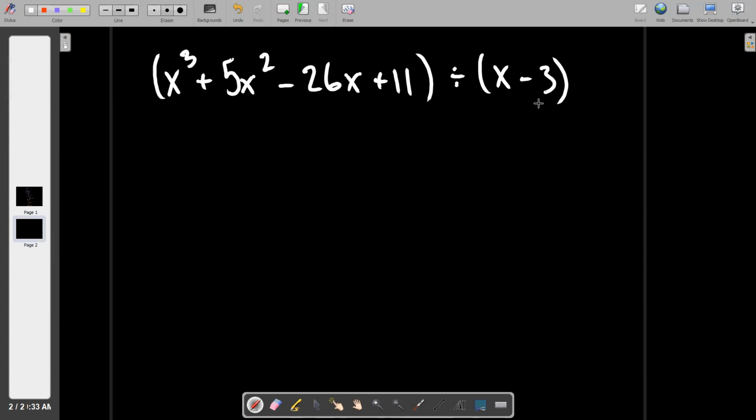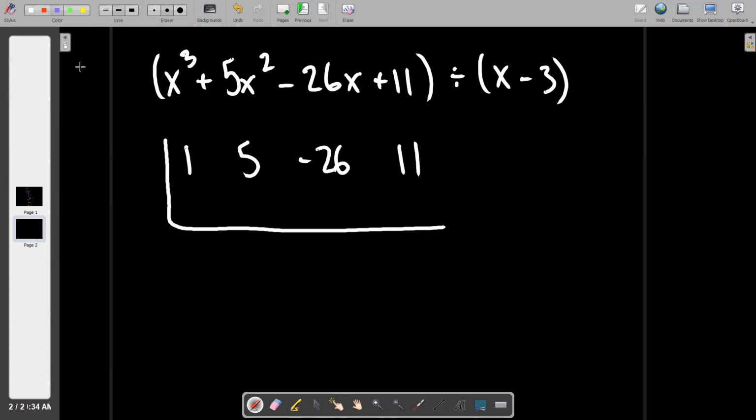So let's do it. So the numbers are 1, 5, -26, and 11. No gaps, so I don't need to fill any holes. 3, 2, 1, 0. Upside down division, that sucker. And what do we put outside? All right, go ahead and whip through the algorithm.